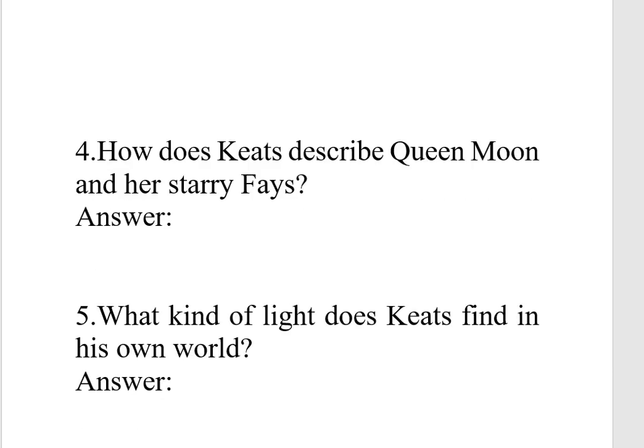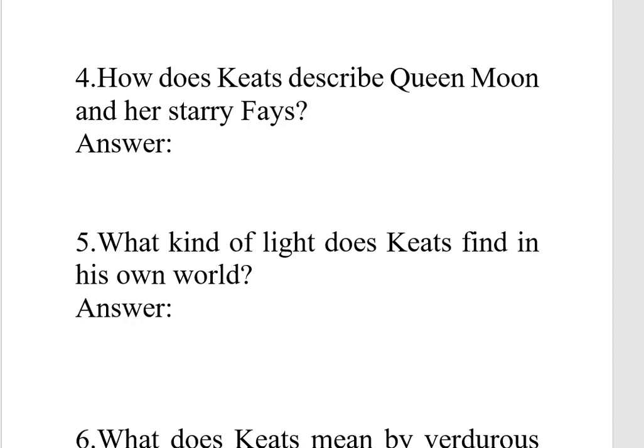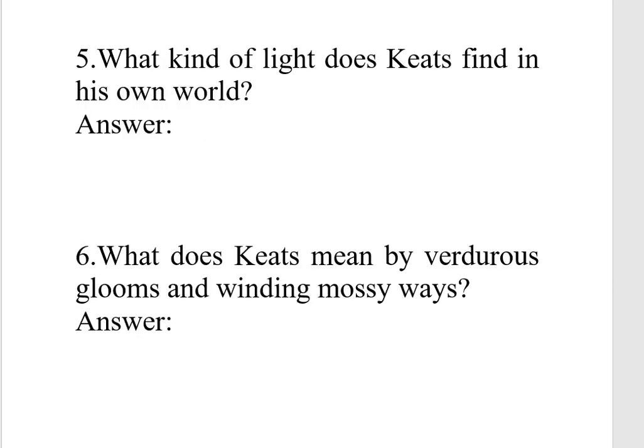Now we have come to the penultimate question from this stanza, and the question is, what kind of light does Keats find in his own world? You can answer the question in this way. According to Keats, darkness pervades his own world. However, there are some rays of light. These rays, he says, come from the moon and the stars through the gaps of leaves and wavy and moss-covered branches of trees.